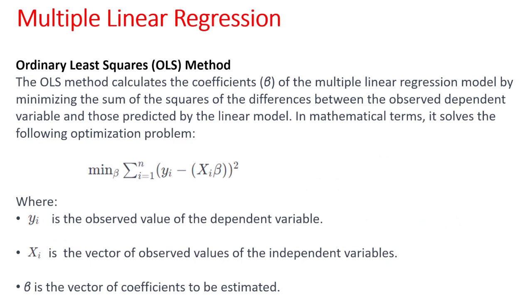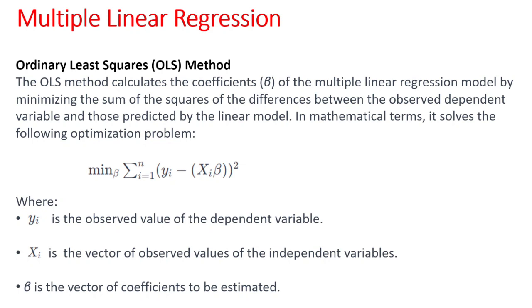Finally, I want to cover the ordinary least square method for more than one independent variable. As you can see, the goal is to minimize the sum from i equals 1 all the way to n of (yi minus xi beta) squared. So what that means is that the ordinary least square method calculates the coefficients, which is the beta, of the multiple linear regression model by minimizing the sum of the squares of differences between the observed dependent variable and those predicted by the linear model.